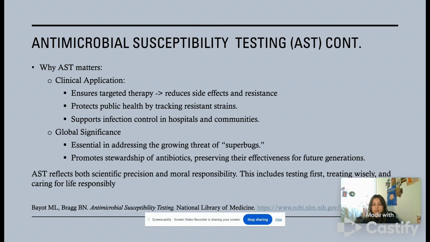It also protects public health by tracking resistant bacterial strains and supports infection control in hospitals and communities. On a global scale, AST helps address the growing threat of superbugs and promotes responsible antibiotic use, preserving their effectiveness for future generations. In the end, AST reflects both scientific precision and moral responsibility. It reminds us to test first, treat wisely, and care for life responsibly.